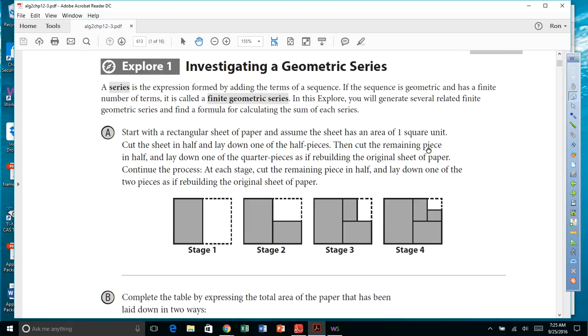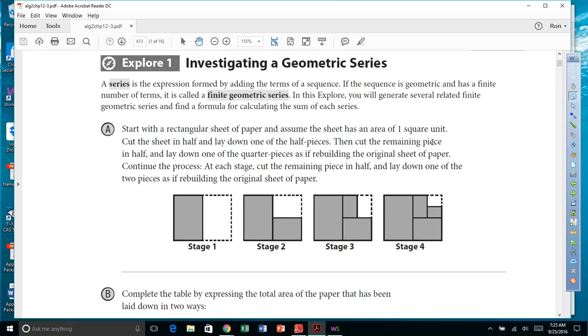Investigating a geometric series. A series is an expression formed by adding the terms of a sequence. If the sequence is geometric and has a finite number of terms, it is called a finite geometric series. In this Explorer, you will generate several related finite geometric series and find a formula for calculating the sum of each series.